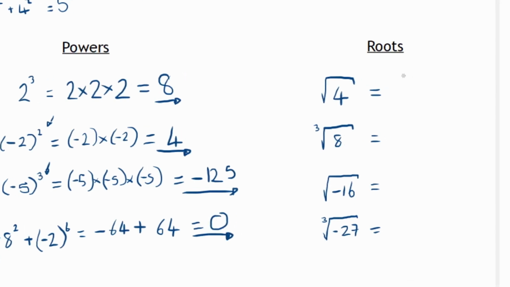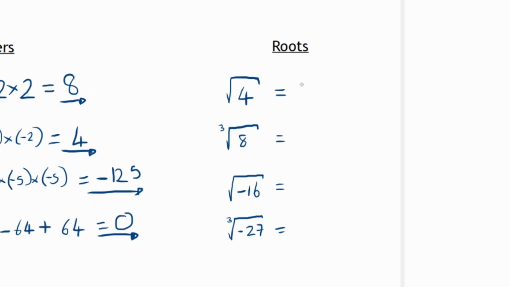Now let's have a look at roots. Roots are the inverse operation of powers. So if a power of 2 is going to give me the base multiplied by itself, then the square root of 4 is going to give me a value that when it is multiplied by itself gives 4. Let us see what that means. The square root of 4 is 2, because 2 multiplied by 2 would give me 4. And let us look at the next example.